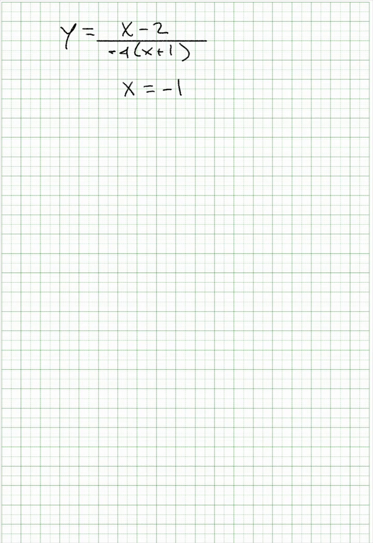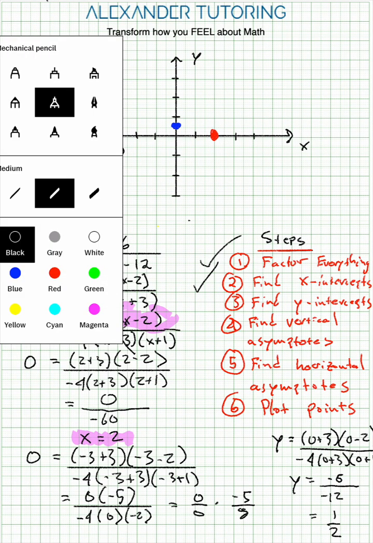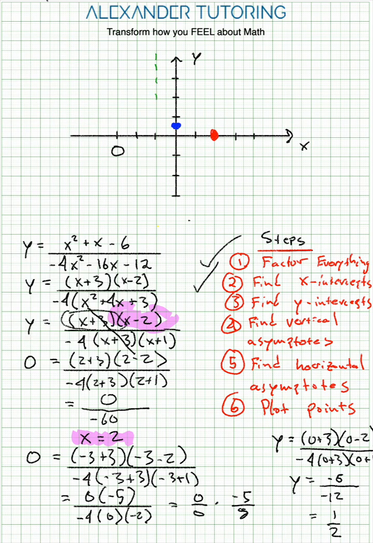Okay, so let's go put that in over here. I'll get a nice color. And what did it say? -1. We have a vertical asymptote. We do a dash line like that. Okay, progress.